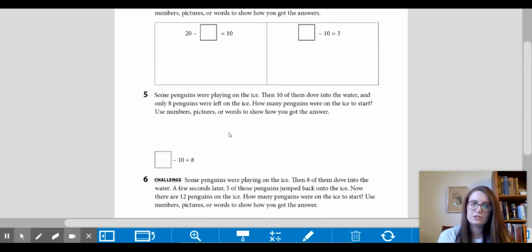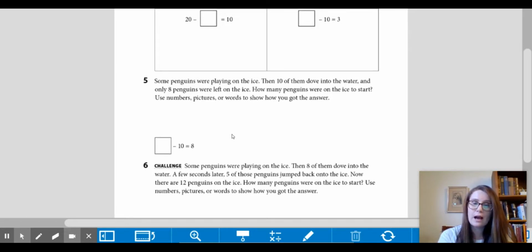Then you have another story problem. Some penguins were playing on the ice. Then 10 of them dove into the water and only 8 penguins were left on the ice. How many penguins were on the ice to start? Use numbers, pictures, or words to show how you got the answer. And again, they've created that equation for you. But still, show your teacher how you've solved the problem.